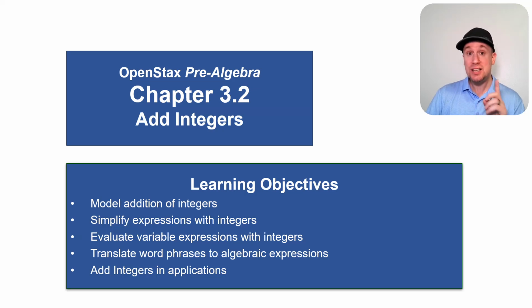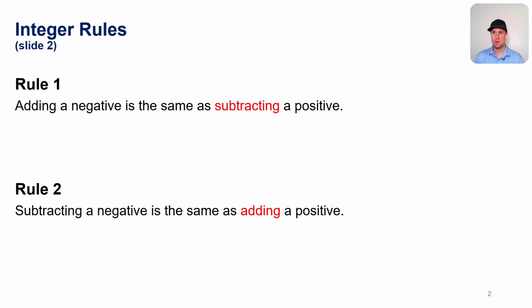All right, so let's first start by identifying two core integer rules that we can apply to both adding and subtracting of integers or negative numbers. So here are the two core rules that we will apply to adding and subtracting integers. Rule number one states adding a negative is the same as subtracting a positive.